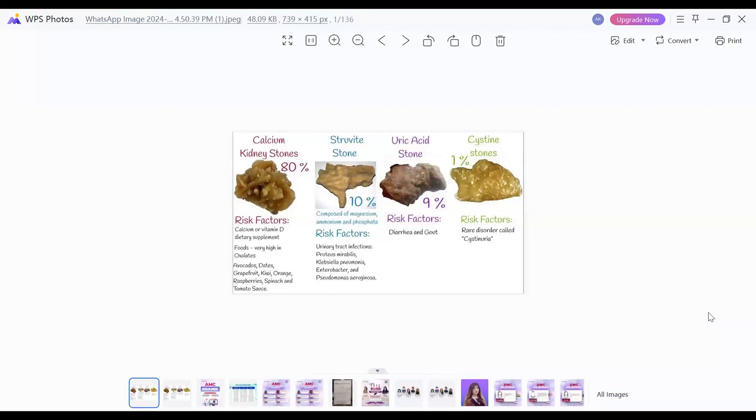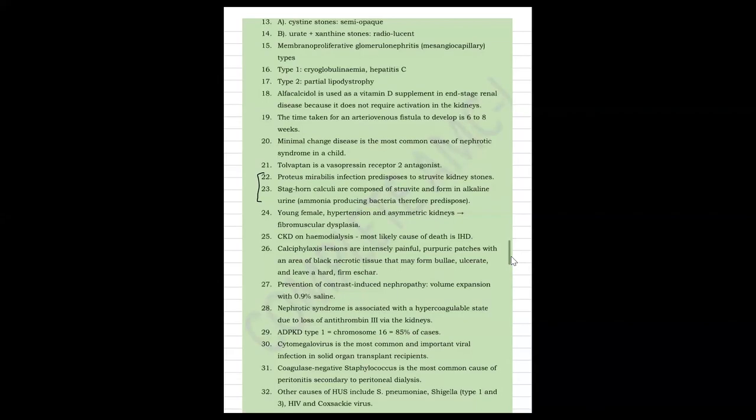Okay, so we discussed Proteus mirabilis infection, struvite kidney stone, staghorn calculi. These all are the same thing. Alkaline urine. These stones are very big and they obstruct the kidney directly, and you have to operate on these patients to get the stones out because these stones are very big.